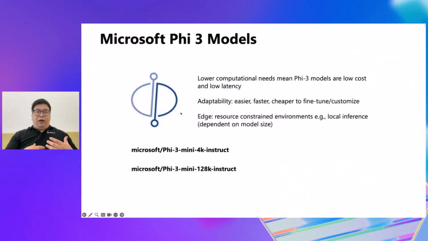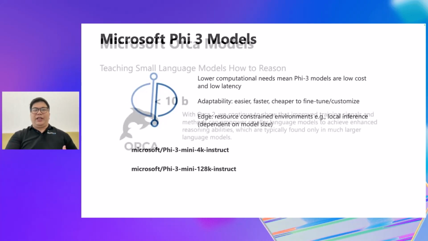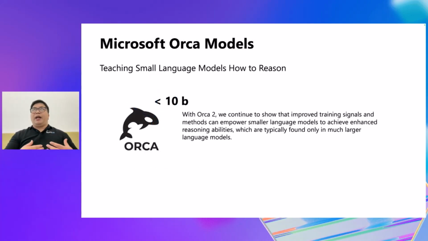PPT. Of course, many SLM models are very popular, just like Phi now. We can use this very easily. But Microsoft always publishes other models. This is the Orca model, teaching SLMs how to reason. Orca is now version 2. Maybe you can try this to do more.